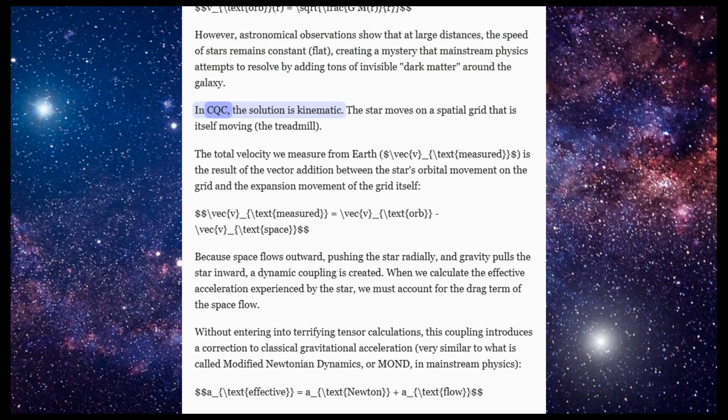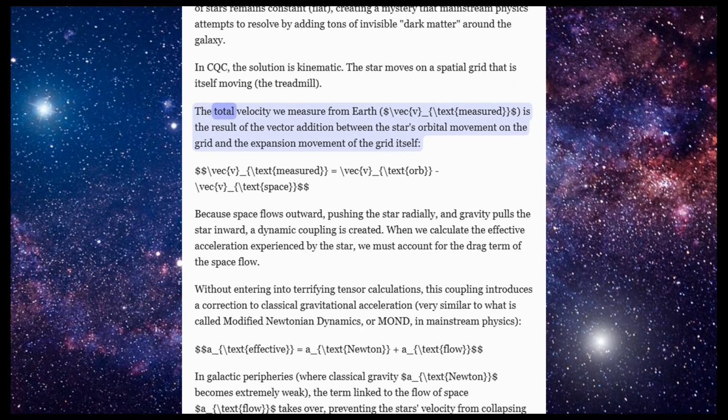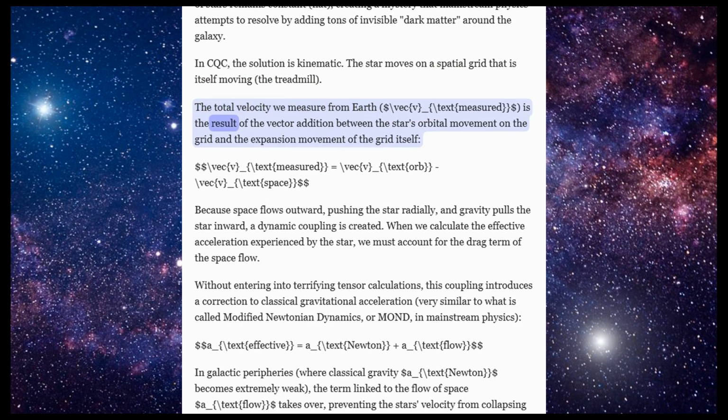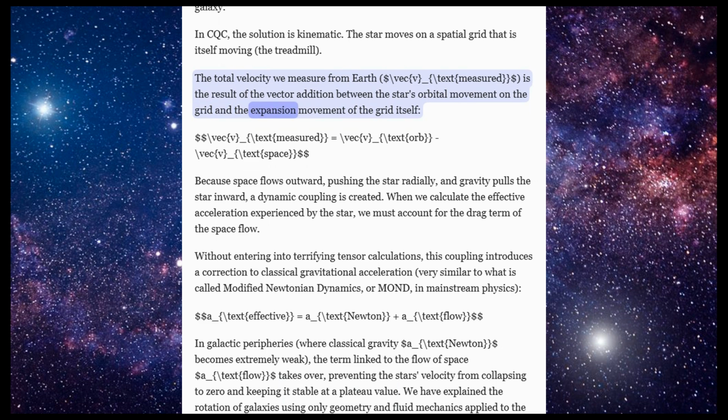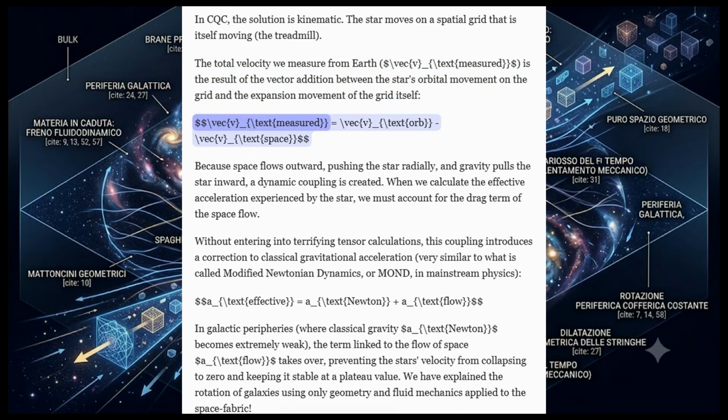In CQC, the solution is kinematic. The star moves on a spatial grid that is itself moving. The total velocity we measure from Earth is the result of the vector addition between the star's orbital movement on the grid and the expansion movement of the grid itself, v_c.